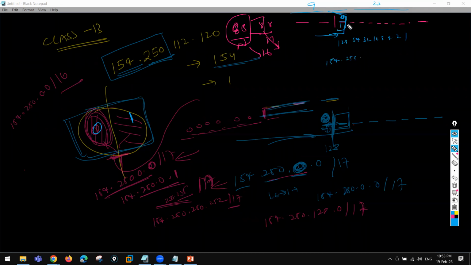154.250 dot, because this is still 0. So this will be 0. The total would be 0 because all are 0 at the moment. Correct? And this one in this octet also. So the total becomes 0 and again 0.